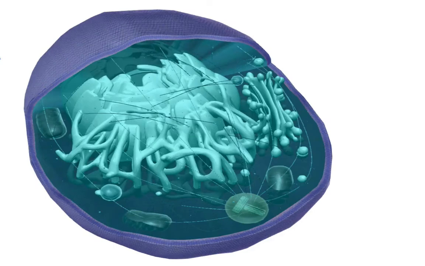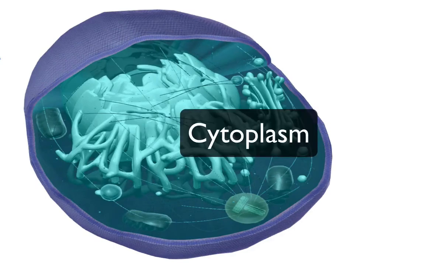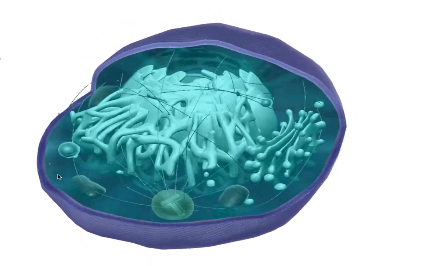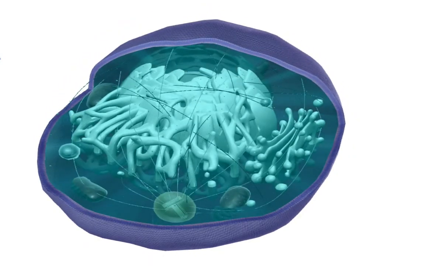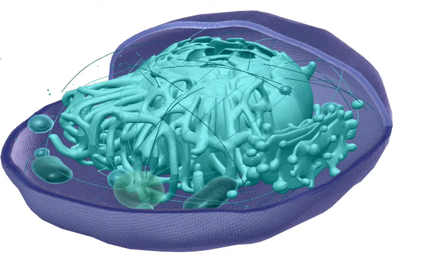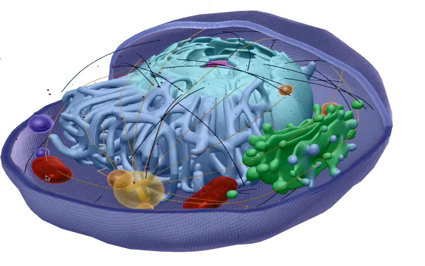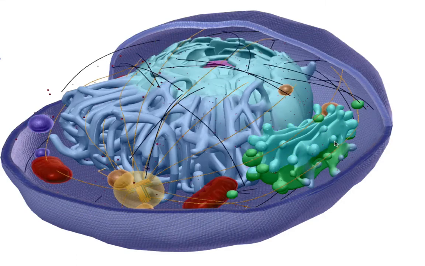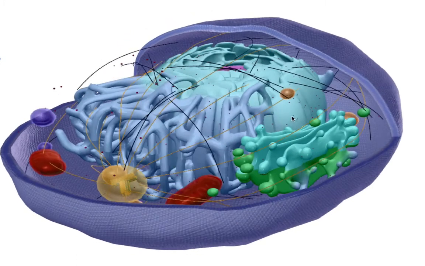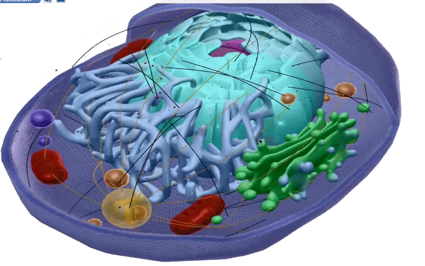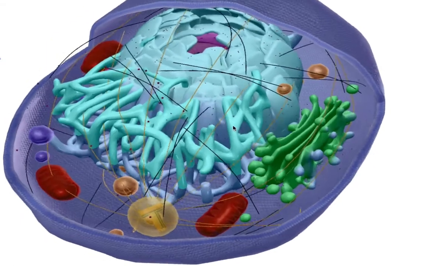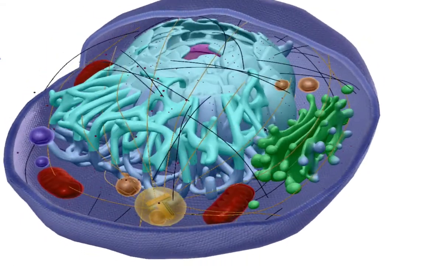And then on the inside of the cell you have the cytoplasm. Remember, that's a gelatinous fluid where all the organelles pitter around. And speaking of the organelles, here we go. We have the mitochondria, some peroxisomes, your Golgi complex, your endoplasmic reticulum, your smooth endoplasmic reticulum.